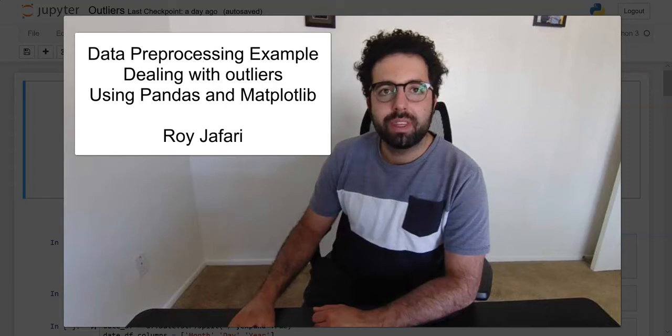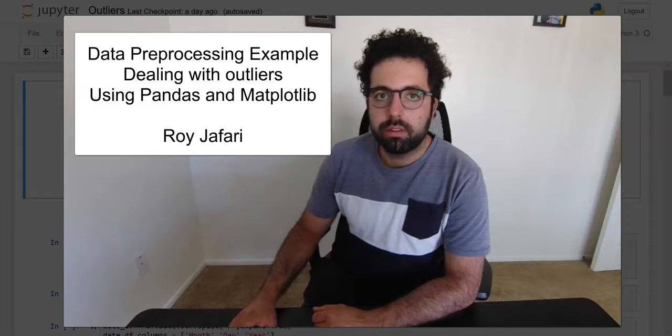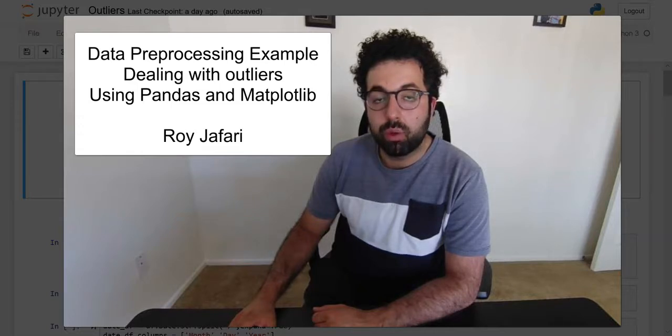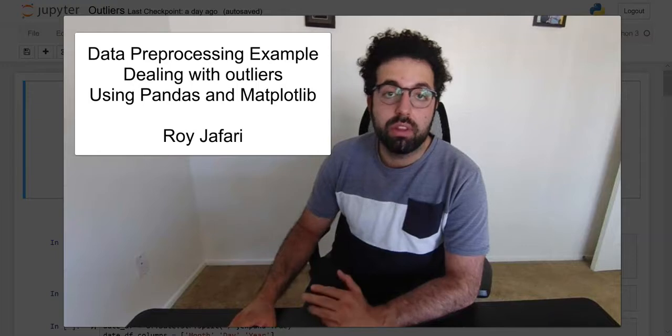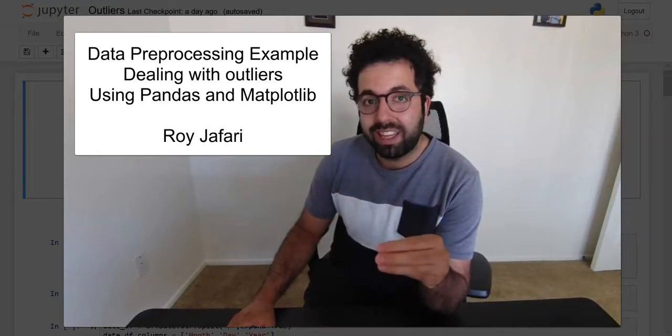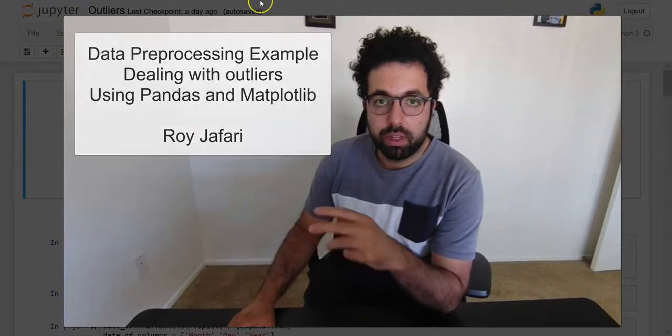Hello everyone, this video is the third video of the module that we've been working on, the electricity consumption data and pre-processing it. In the first video, we looked at some basic data cleaning and pre-processing, and in the second video we looked at dealing with missing values. In this video, we're going to use visualizations to detect outliers and later on deal with them. So let's get to it.